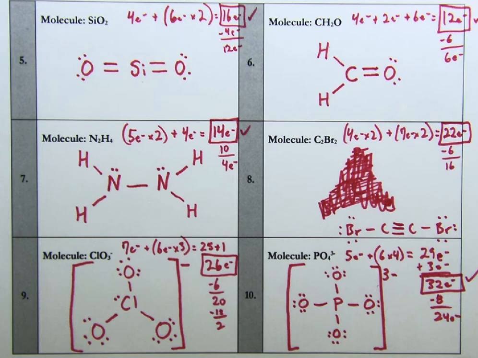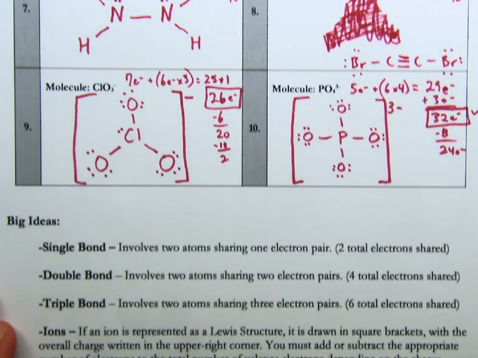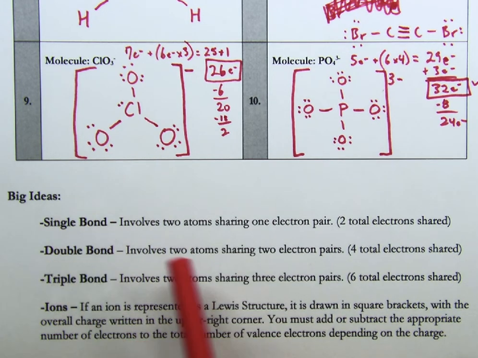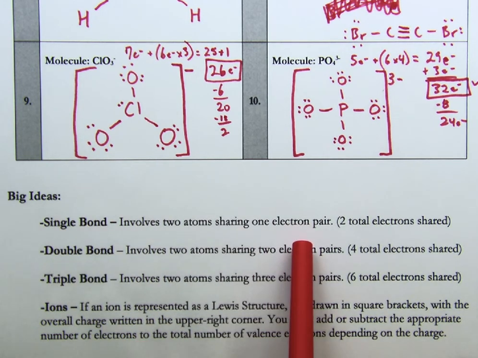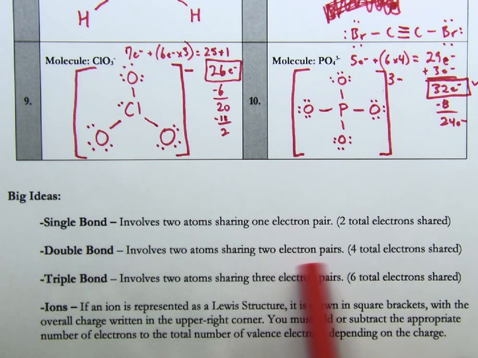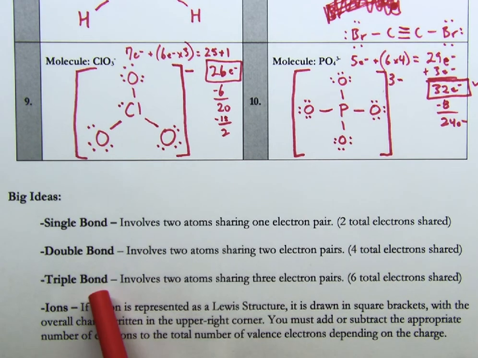A couple of big ideas from our practice. A single bond is 2 shared electrons, okay, which is an electron pair. A double bond is 2 electron pairs, so 4 total shared electrons, and a triple bond is 6 electrons being shared. If you have an ion, you need to draw its Lewis structure in square brackets with the charge written in the upper right corner. You need to add or subtract the appropriate number of electrons from the total number of valence electrons, depending on the charge.